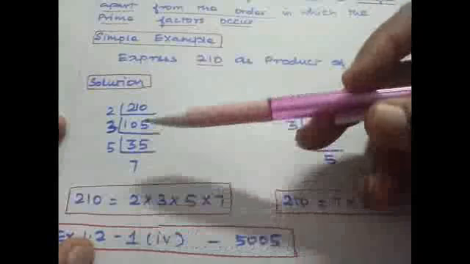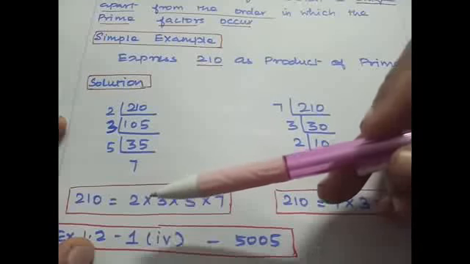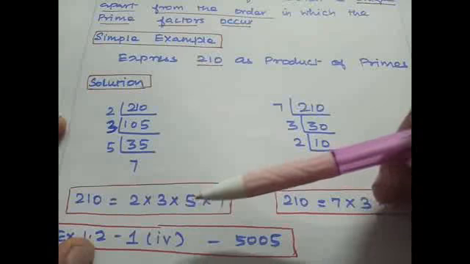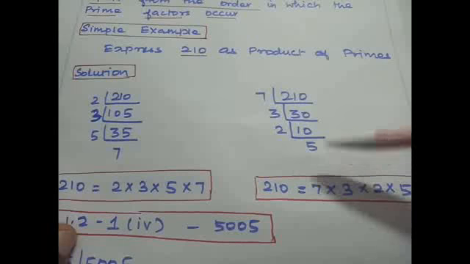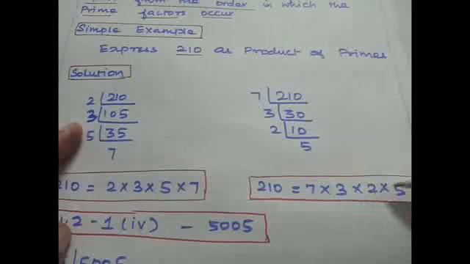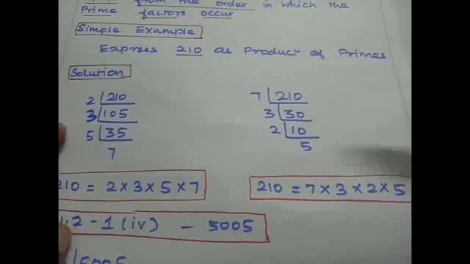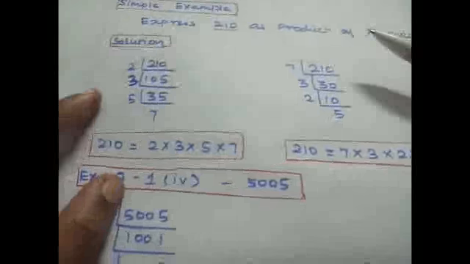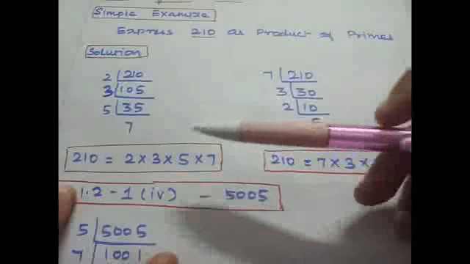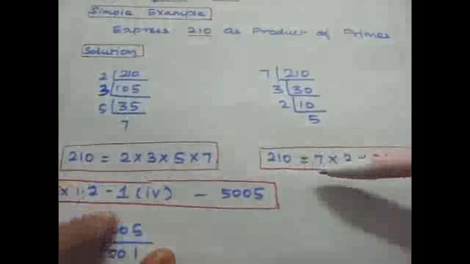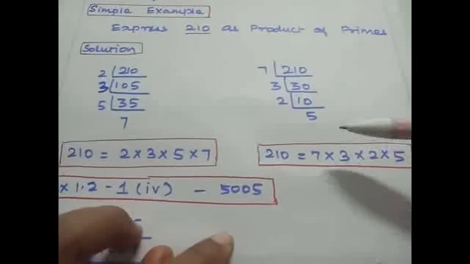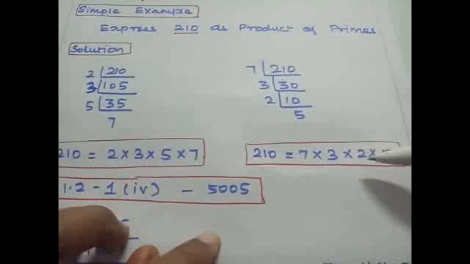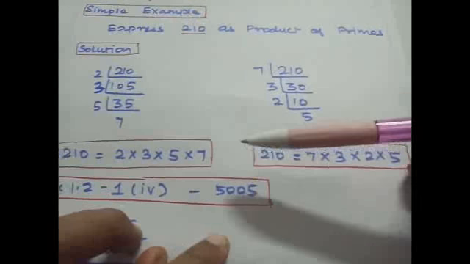If you divide in this way, you have 2 into 3 into 5 into 7. If you divide in another way, you have 3 into 2 into 5 into 7. Okay, it can be in any order. 210 can be 2 into 3 into 5 into 7. You can write like this, otherwise you can write like this also, 7 into 3 into 2 into 5. That is the concept.